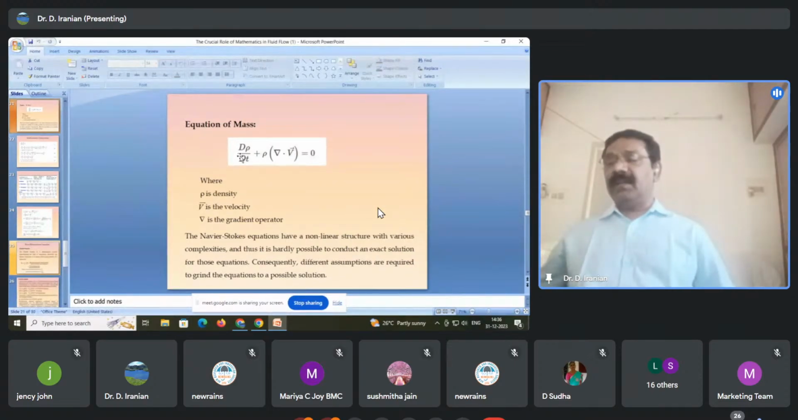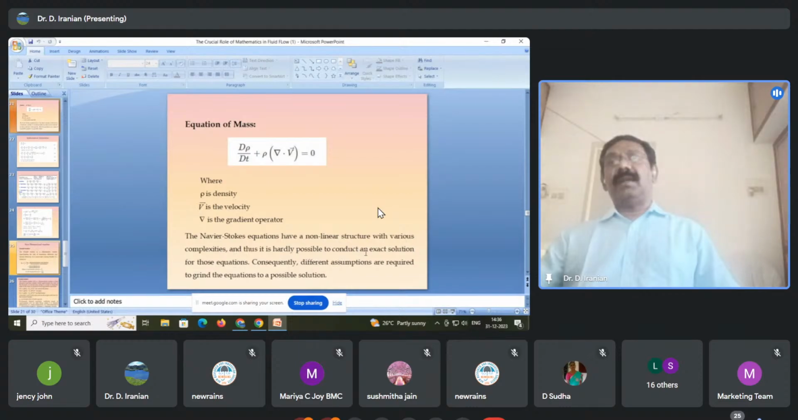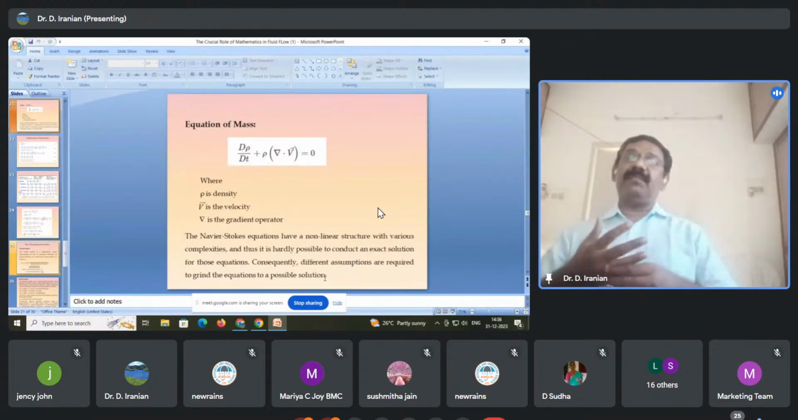These are the Navier-Stokes equations, also called governing equations. The Navier-Stokes equations have a nonlinear structure with various complexities, and thus it is hardly possible to find an exact solution for those equations. Consequently, different assumptions are required to bring the equations to a possible solution.